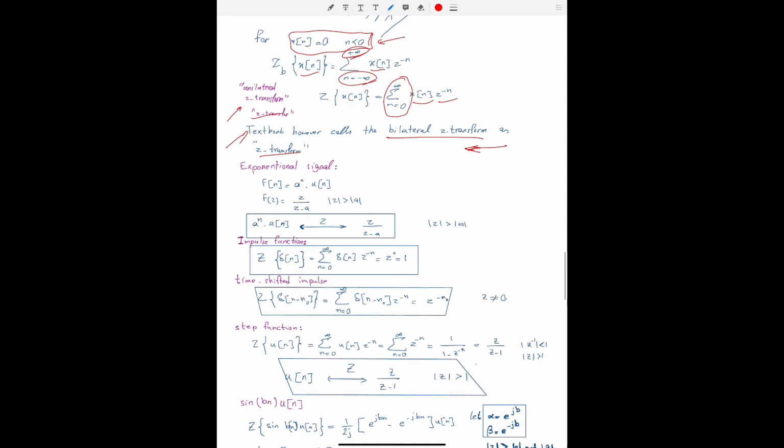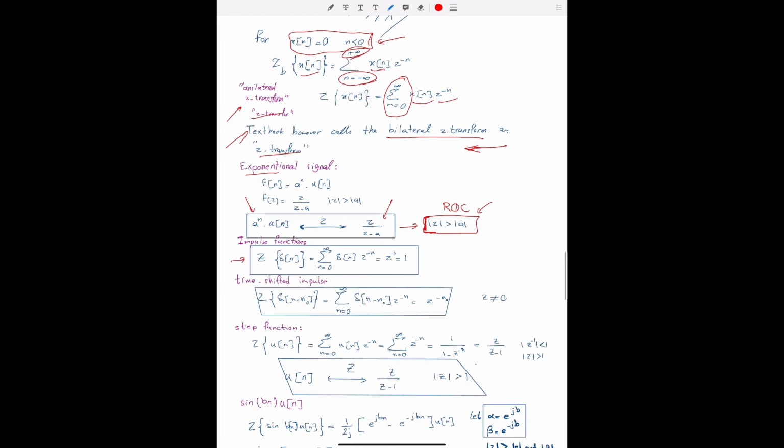Okay, so let's look at some of the pairs between specific discrete signals and what their Z transform would look like. If we have an exponential signal, a to the power of n u of n, the Z transform of that, we showed, is Z divided by Z minus a, where the region of convergence is this. This is important. When you're doing the Z transform, always show the region of convergence as well.